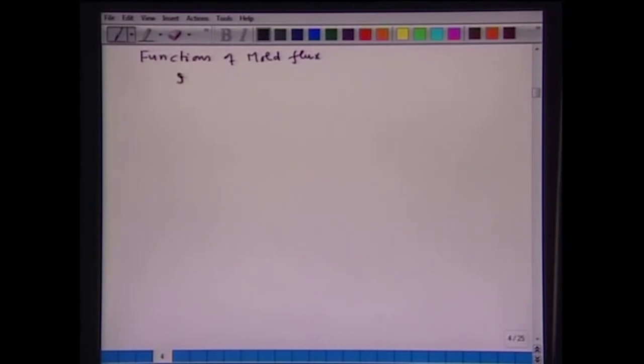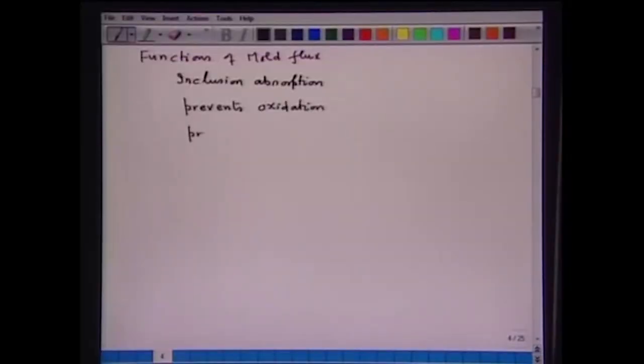First, it helps in inclusion absorption. Because no sooner is mold flux added on the top of the liquid steel, it melts, and due to stirring or due to floating of the inclusions, they can be very well absorbed by the flux, which is molten and which is kept on the top of the liquid steel. It also prevents oxidation. How does it prevent? Because all the time the top of the liquid steel in the mold is covered by a slag. So, therefore, the contact between the atmosphere and the liquid steel is eliminated. Then it also prevents heat loss.